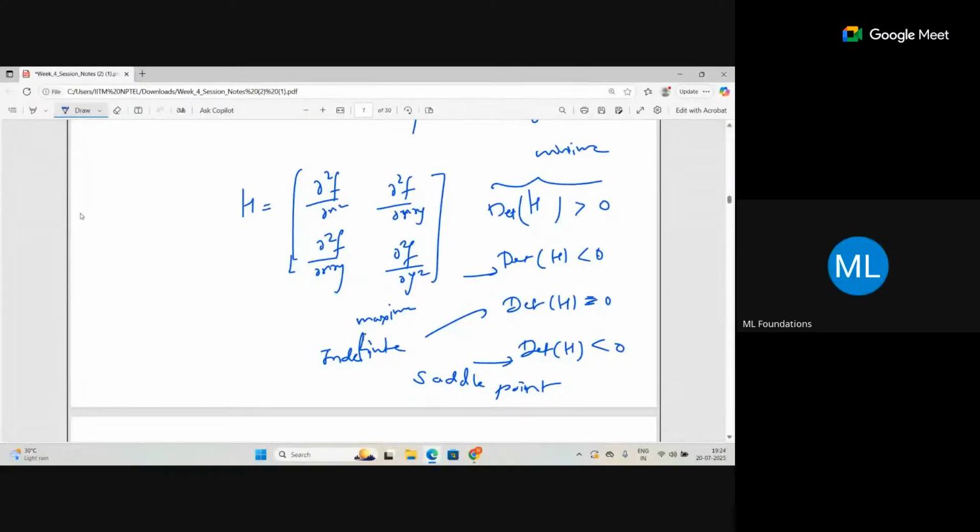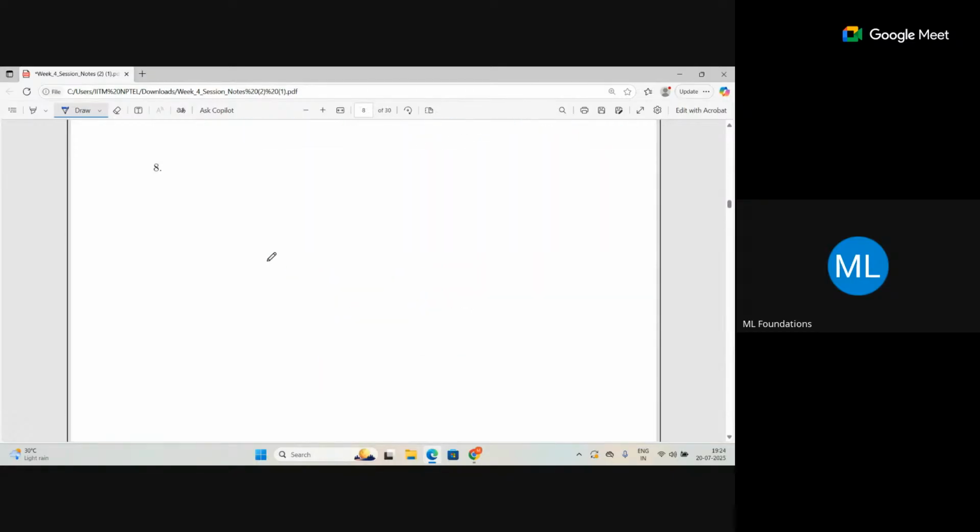So this inconclusive case is for determinant of H equal to 0, right? Local minima is if this is positive. Okay, I'll write it down properly.